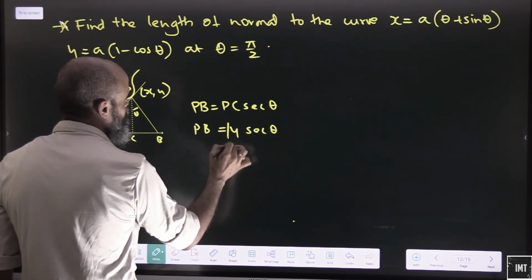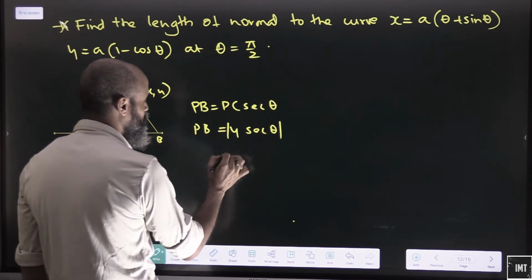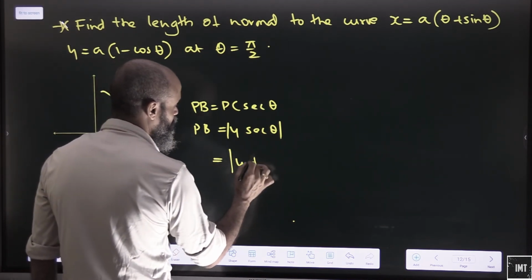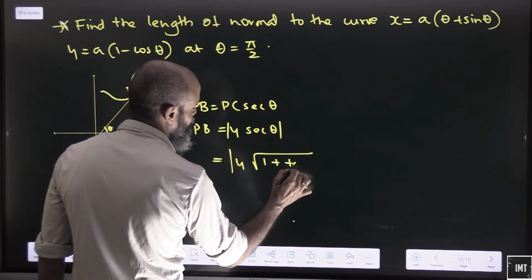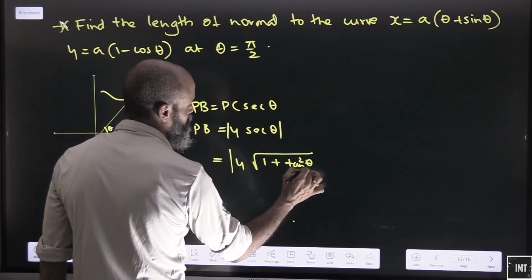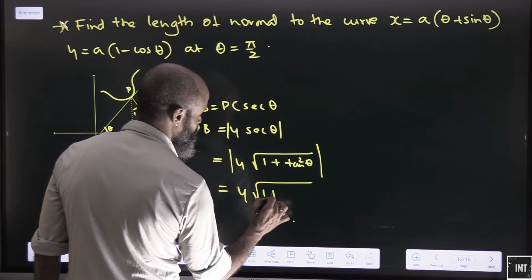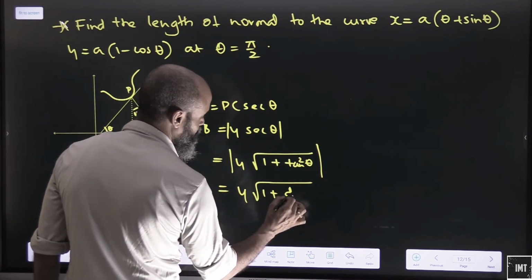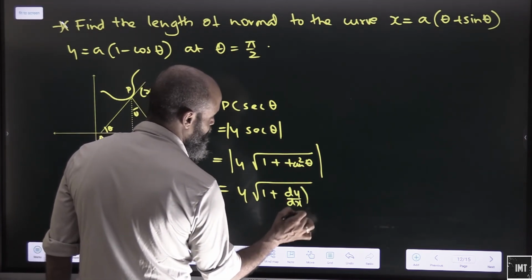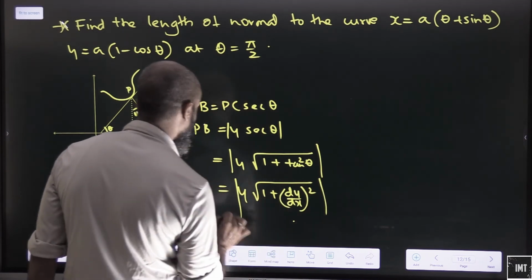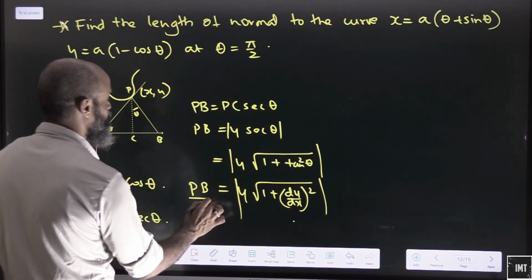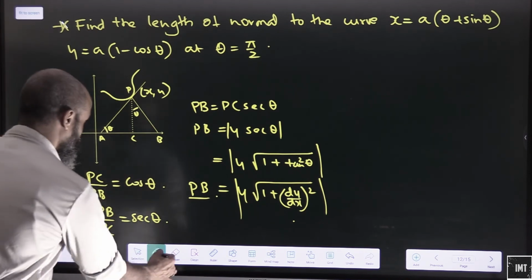Pb, obviously since it is distance, it will mean the mod value. Now this can be written as y times (1 plus tan square theta). We are just using the identity here. So y into (1 plus tan square theta) is what? y into (1 plus (dy by dx) square). So this is basically the length of the normal to the curve.